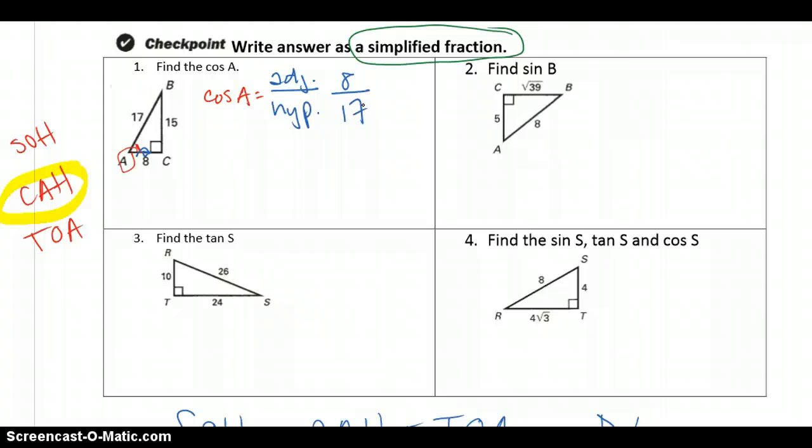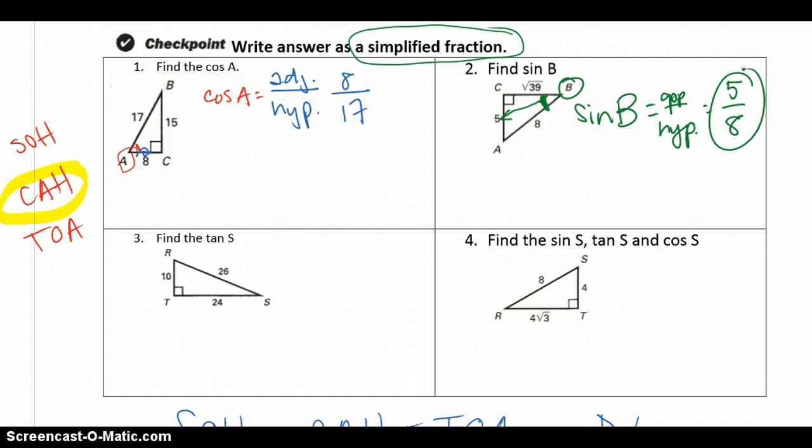Let's look at another example. Number 2, find the sine of angle B. So first, mark angle B. Angle B is right here. For sine, what am I going to use for my ratio? Look at SOHCAHTOA. What letters? It's SOH. So for sine, I'm going to do opposite side over the hypotenuse. The opposite side of angle B, I look at the side that's not touching the angle. That's 5. And my hypotenuse is 8. So the sine of B is going to be 5 over 8. It's going to be that ratio of the sides every time.